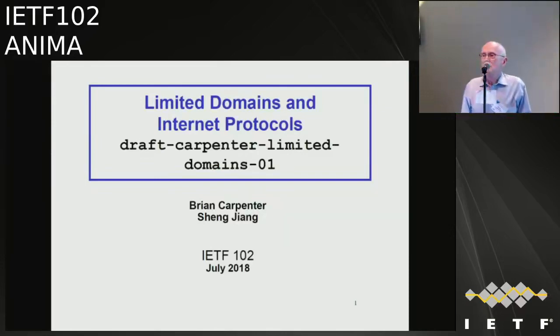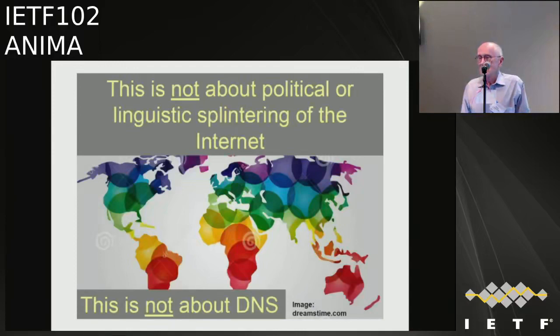Okay, so I should say before we start that this draft is not labeled Anima, because it's talking about an issue that I think is much, much wider than just Anima. But if it isn't solved in the wider space, we have to solve it for Anima anyway. So this is not about splintering of the internet. This is not about DNS domains. This is just about domains. Next one, please.